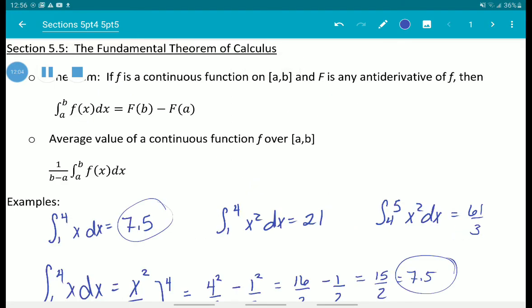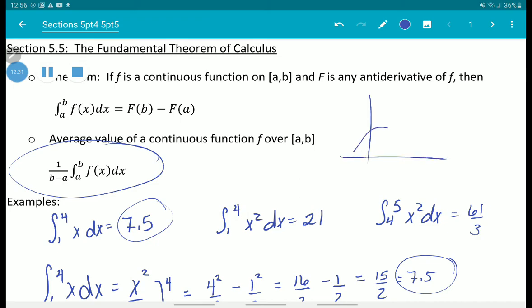The last thing in this section is finding the average value of a continuous function over an interval. And all it is, we're going to evaluate that integral from a to b of f of x, but then we're going to multiply that answer by 1 over b minus a. And that's going to find the average. So when you think about average, you kind of think about the mean, right? So you add up all the numbers and then you divide by how many you have. This is kind of the same thing.